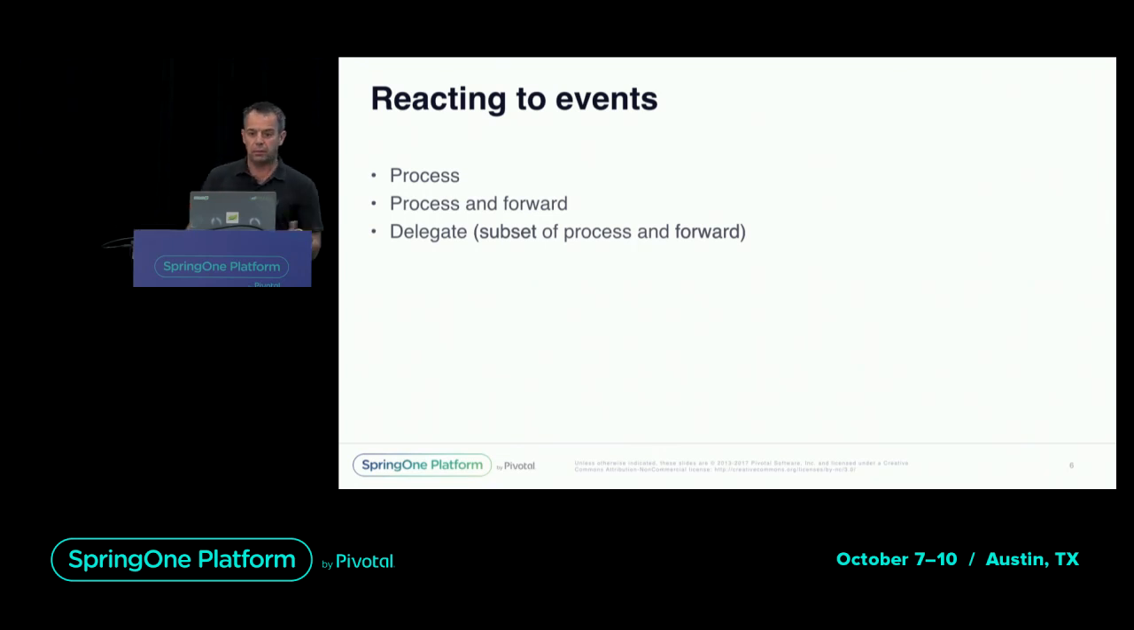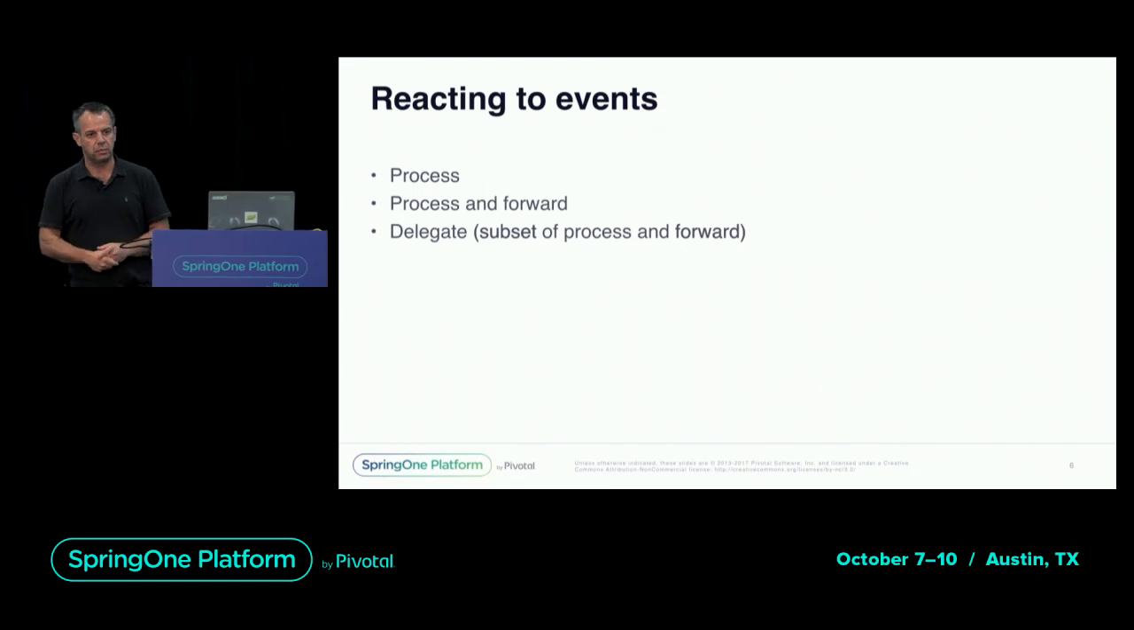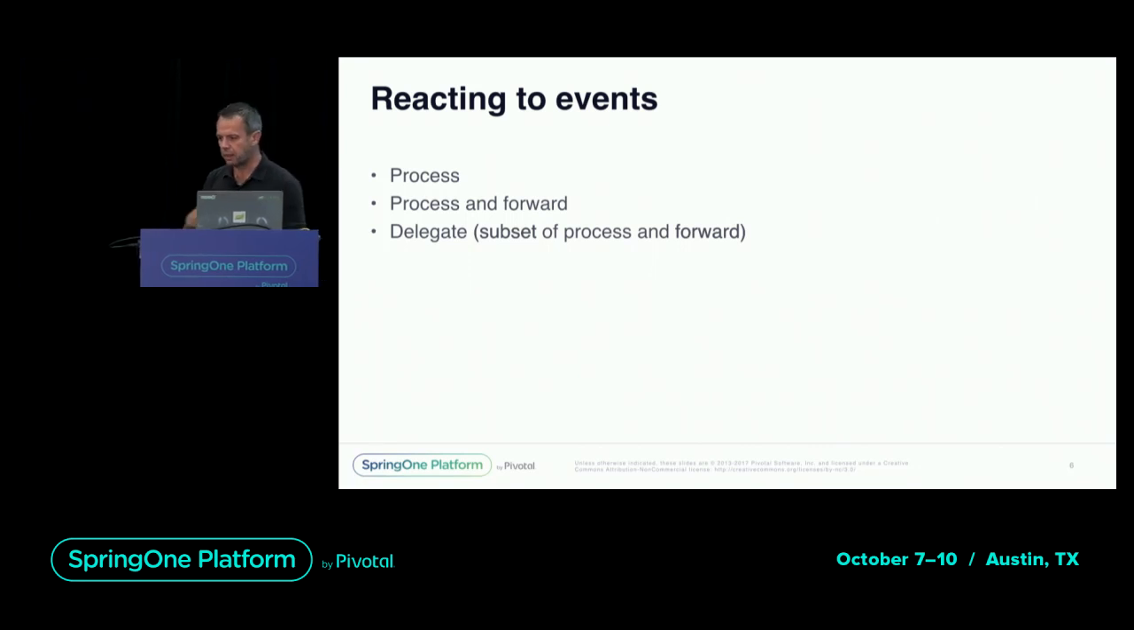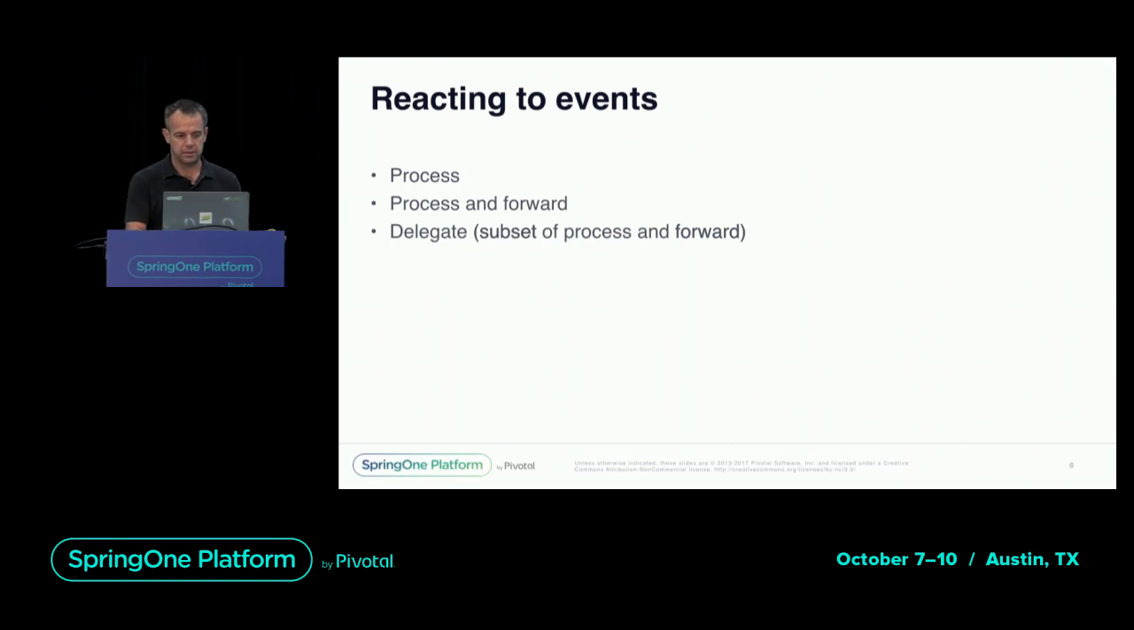And the third one is delegate, which is kind of a subset of the previous one, where you may not do any processing, but you evaluate something like routing or delegation. You're going to say, I'm going to give it to Bob to process, or I'm going to give it to Stacy for processing. So that's the three types of ways you're going to react to the events.